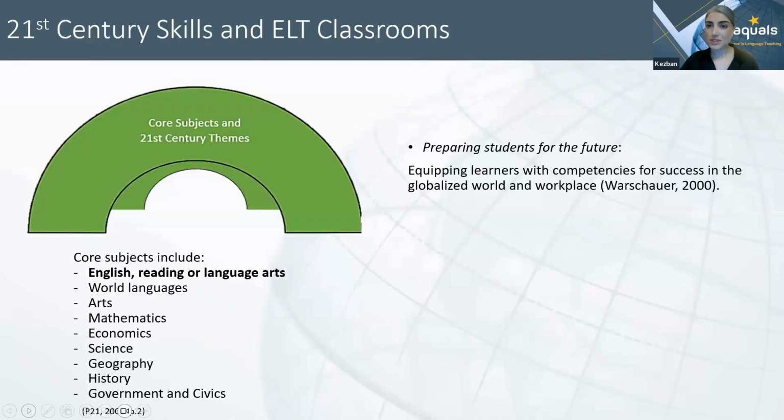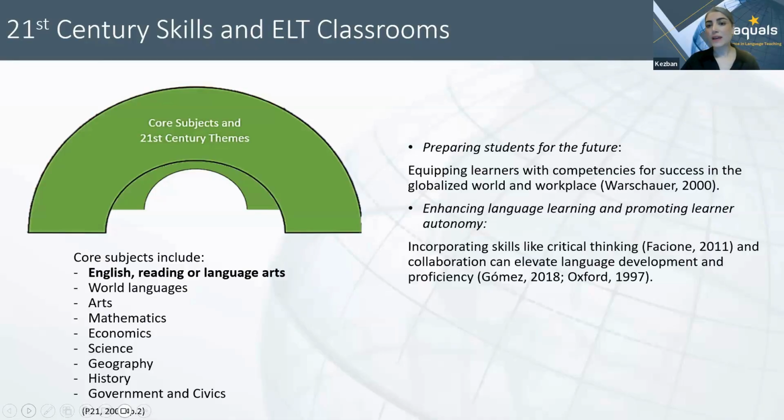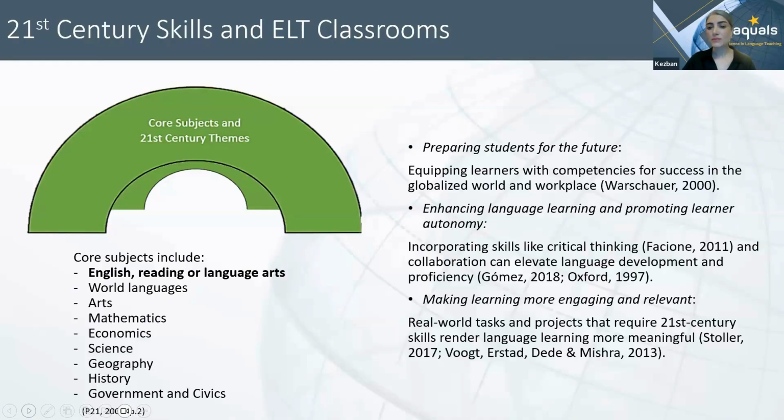And the literature suggests it is important in ELT classrooms to include such skills to prepare students for the future, enhancing learning and promoting learning autonomy through incorporating skills such as critical thinking and collaboration, which also help with language development and proficiency, and making learning more engaging and relevant by including real-world tasks and projects.